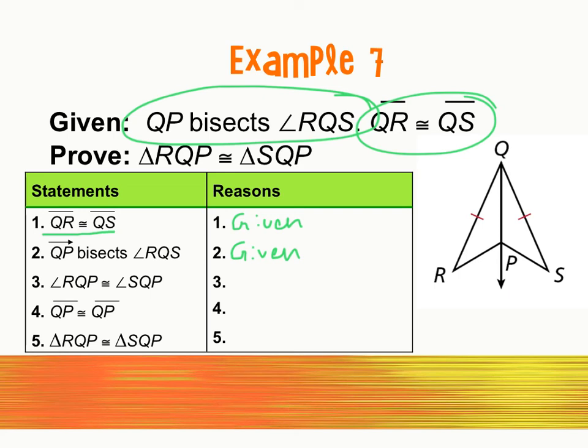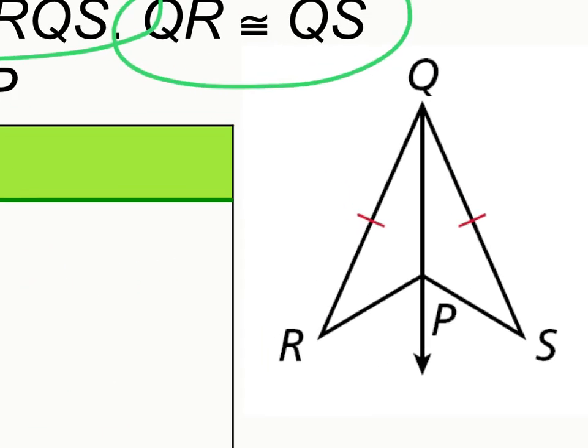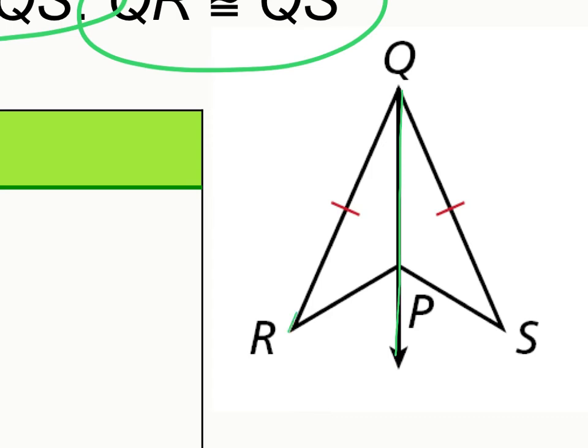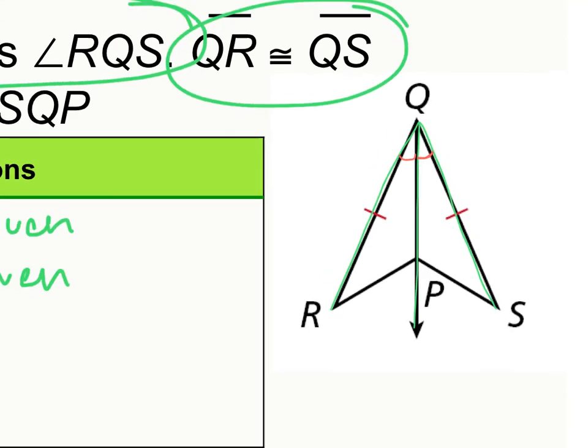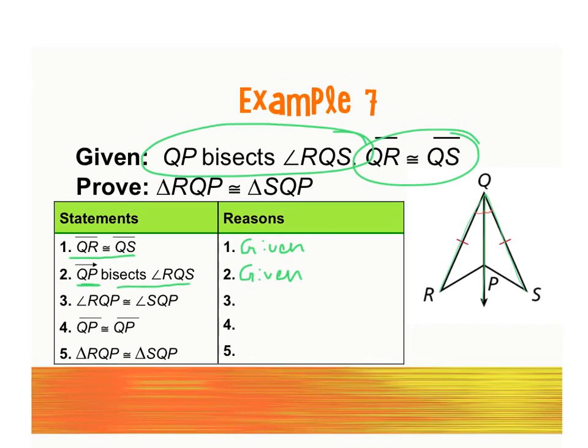So let's look at our triangle. What information is this giving us by saying that QP bisects RQS? So when QP, this line down the middle, bisects RQS, remember it cuts it in half. So now we know that this angle RQP is congruent to this angle, SQP. Well, let's look at step 3. Angle RQP is congruent to angle SQP. We just said that we know that those two are congruent because of the fact that that line bisects.